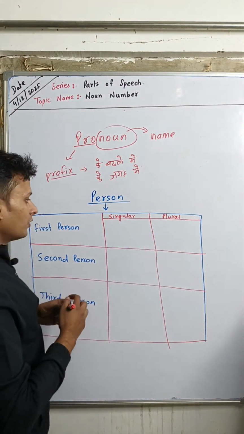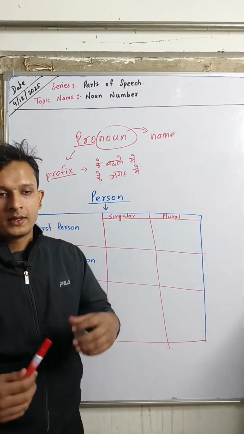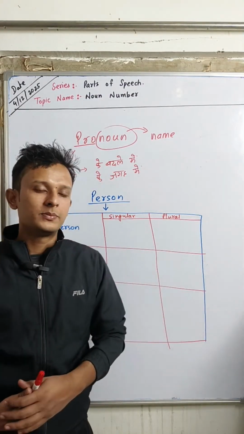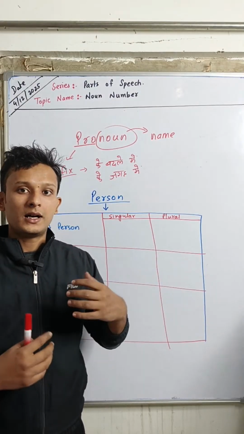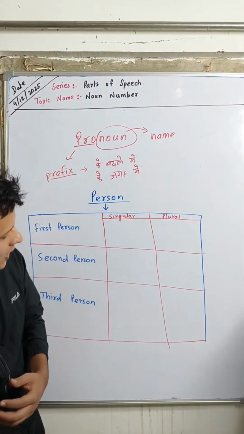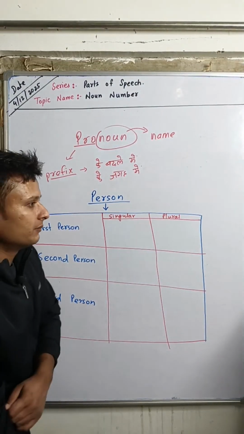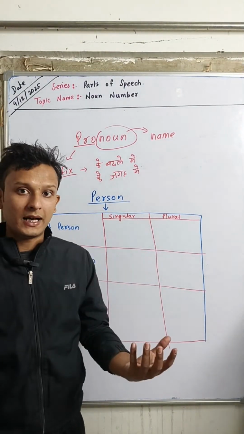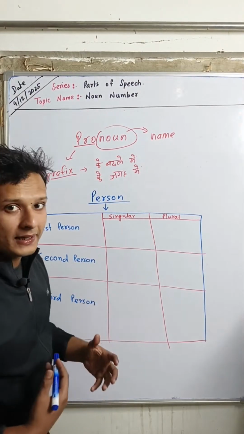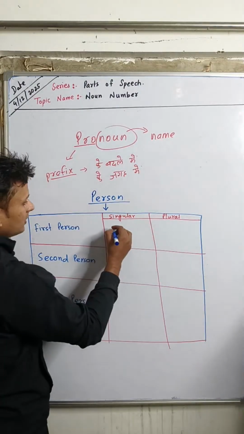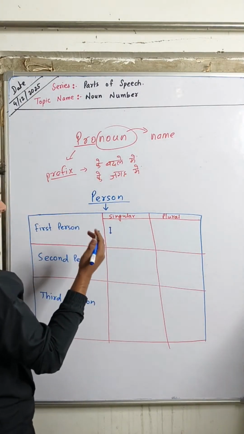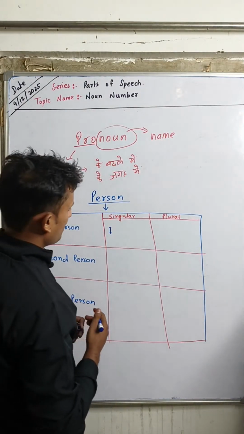Suppose here I am the only one who is speaking, and whatever sentences I speak will be about my perspective. Suppose I am teaching English, so every time I talk about myself, I will use I. I will not use my name, like Shahrukh is teaching English, Shahrukh is a teacher. I will use the pronoun I. Okay, so I is considered as the first person.